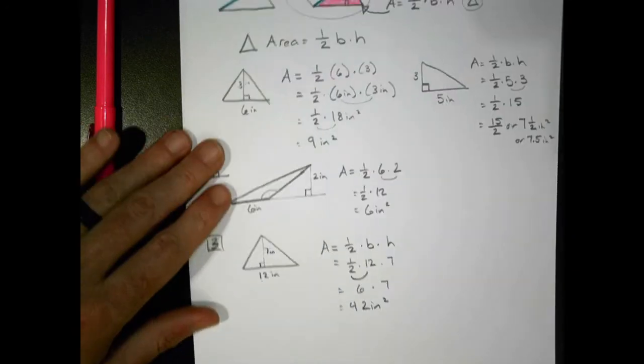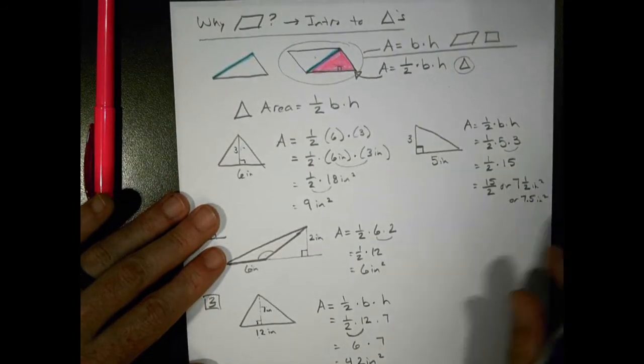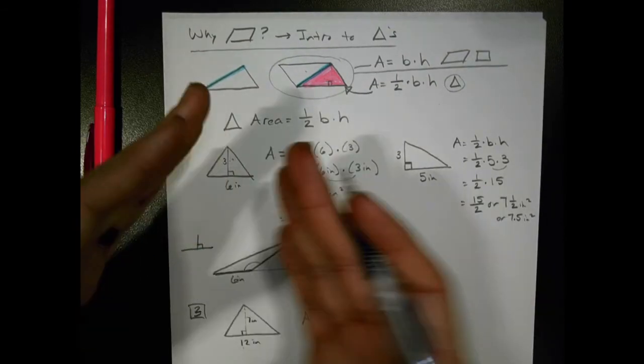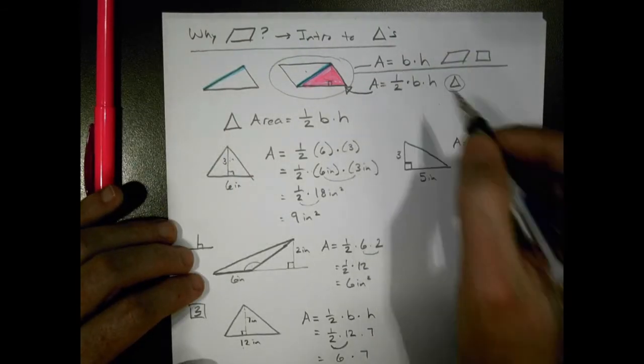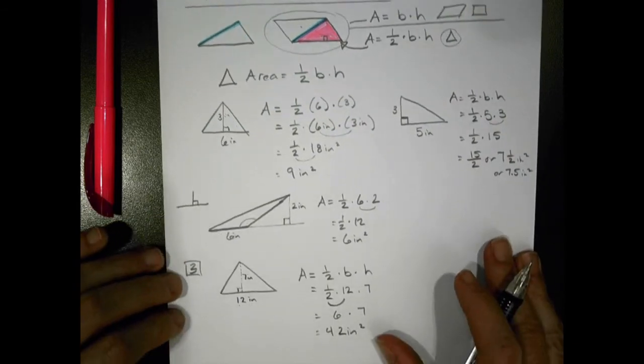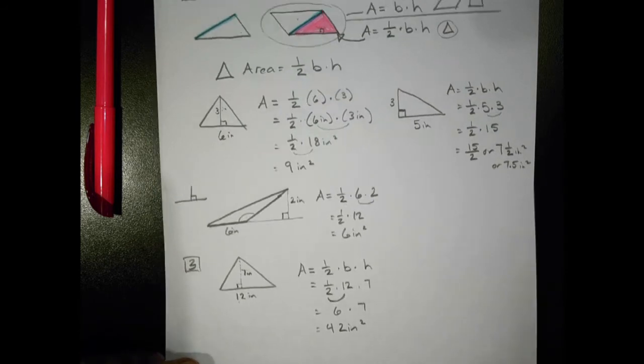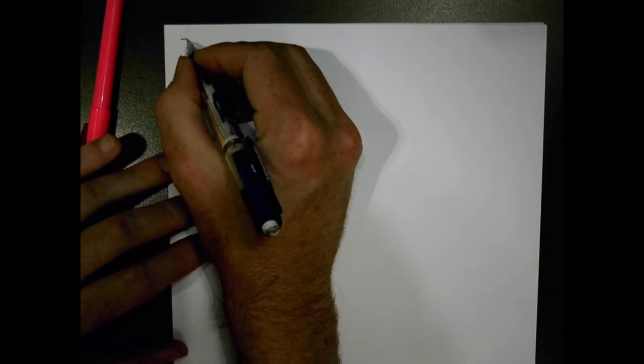Knowing that about parallelograms allows us to then move into triangles, that a triangle has the area of half of the parallelogram, which is where this half came from right there. And we worked that out as well. All right, so that's what we got from 5th and 6th grade. Now let's move into what we talked about in 7th grade.